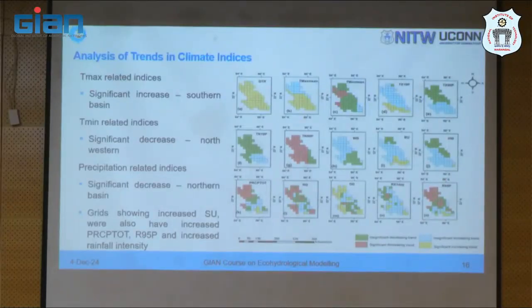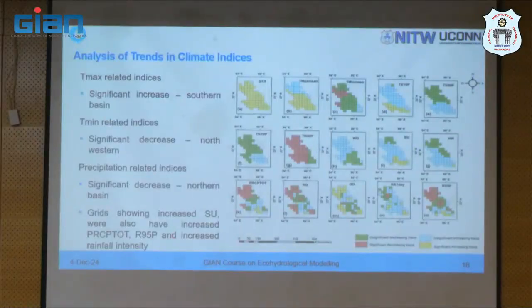So, we tried to analyze the trends across the basin, how these climate indices are showing it. The indices which were related to maximum temperature had significant increase primarily in the southern part of the basin, and minimum temperature related indices had a significant decrease in the northwestern part of the basin, right here. Now coming to the precipitation related indices, the significant decrease basically was observed in the northern basin, and grids showing increase in summer days were also having increased total precipitation and 95th percentile.